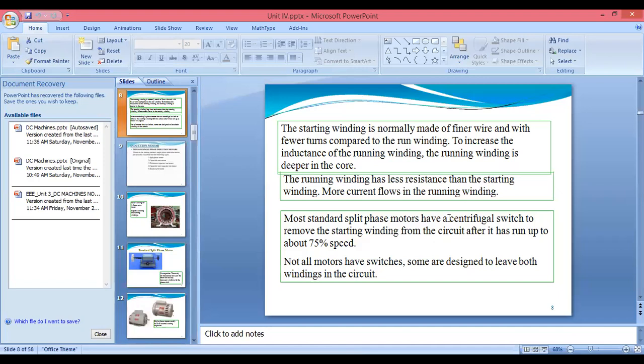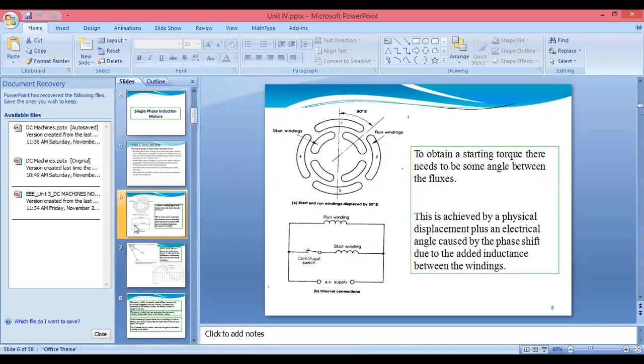So what we are saying here is, the most standard split phase motor will have a switch, and that switch will be used to remove the starting winding from the circuit after it has run up to 75% speed. It means, when we have the stator and the AC motor, when we give the power supply, at that time that switch will become closed. And if you see, the run winding will have a higher number of turns as compared to the start winding because it is in the running position.